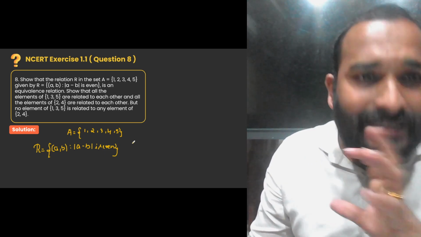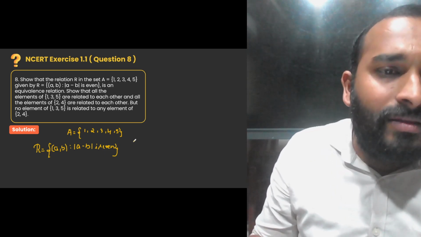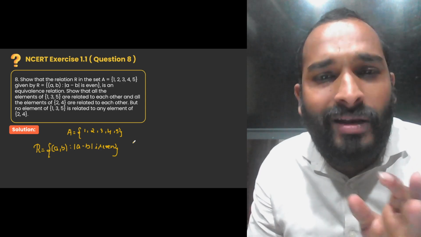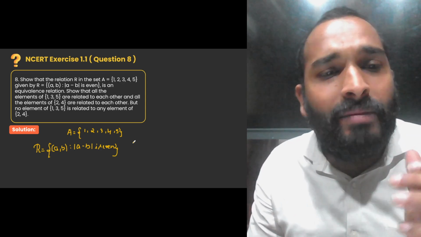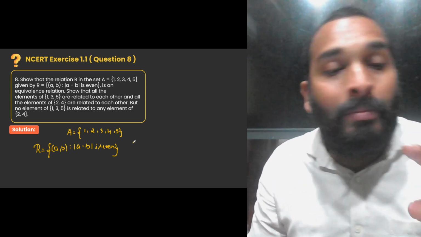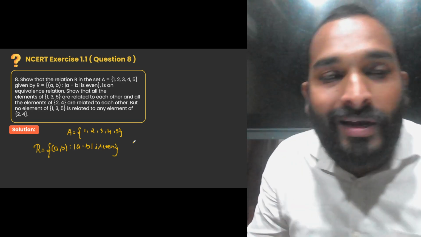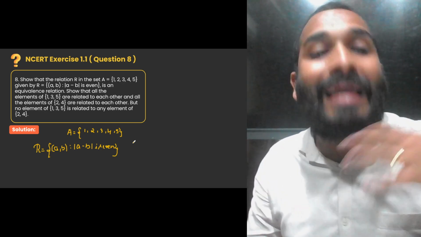Now we have a second sub question where they're asking us to show that the elements 1, 3, 5 are related to each other, and elements 2, 4 are related to each other, but these two sets are not related to any other element. We have to prove that. That is the second part of the question.